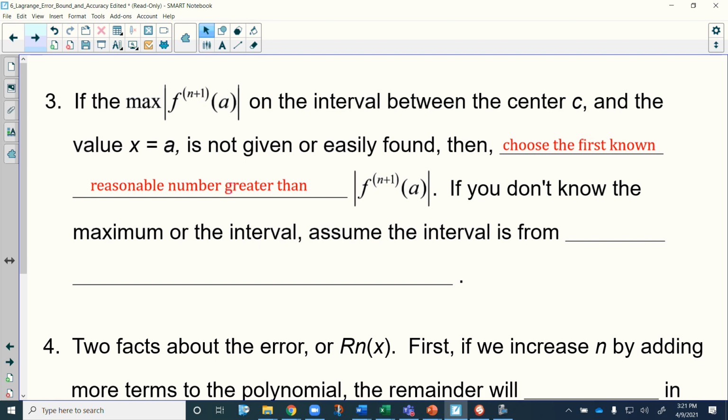And if you don't know the maximum or the interval, assume the interval is going to be the center of your x value that you're using. In some instances, you're going to be given a problem where the interval may not necessarily be given to you, so the center needs to be on some interval, and you can just make an interval that's reasonable to work with.